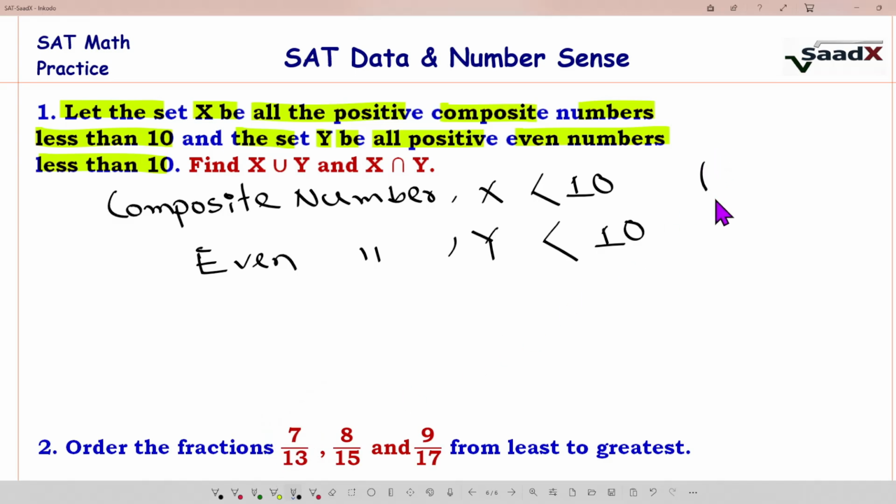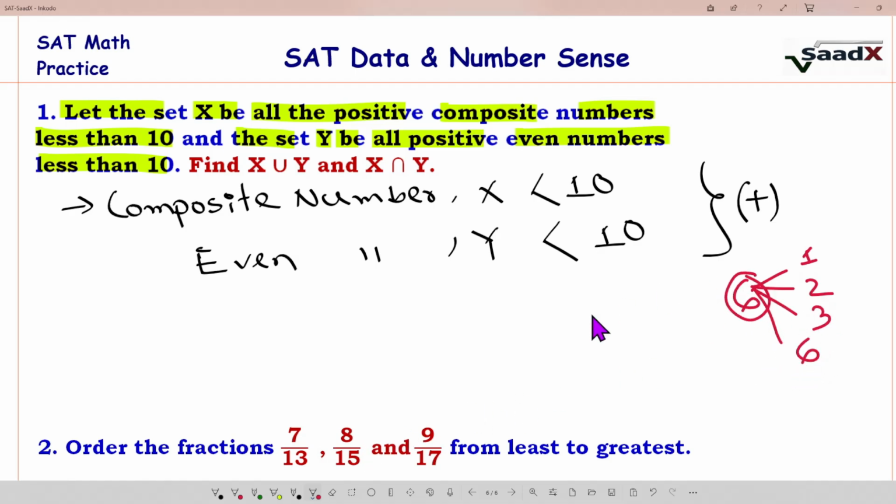And all the numbers are positive. Now look, first we have to find out which numbers are composite. Composite numbers are numbers which can be divided by more than two numbers. Let's take 6: we can divide it by 1, by 2, by 3, and also by 6. So 6 is a composite number. So less than 10, and it should be positive, the smallest composite number is 4.